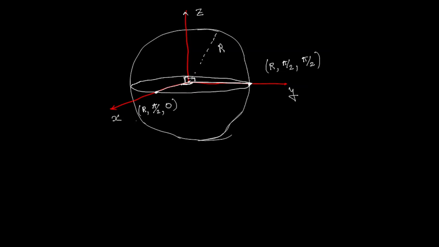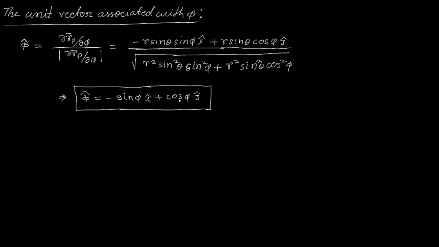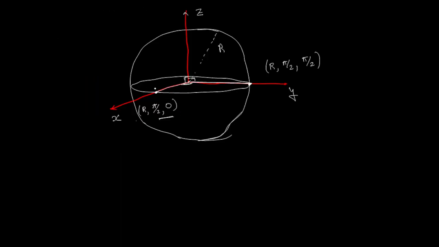So for that, we have noticed that r cap, theta cap, phi cap are actually functions of theta and phi only. r cap is a function of theta and phi, theta cap is also a function of theta and phi, and phi cap is a function of phi. So once you have r cap, theta cap, phi cap in terms of r, theta, phi, and you know the values of theta and phi at this point, you just put theta equals 90 degrees, phi equals 0 degrees for this point, and you get the values of r cap, theta cap, phi cap.